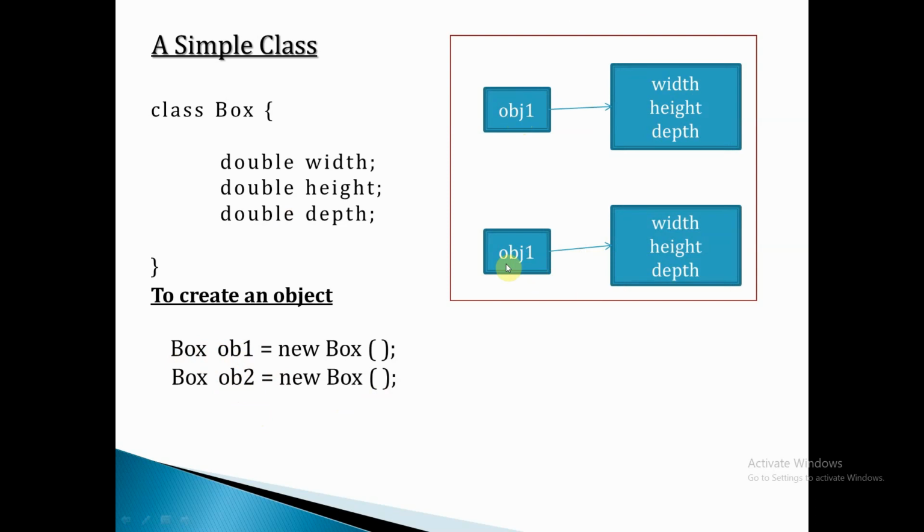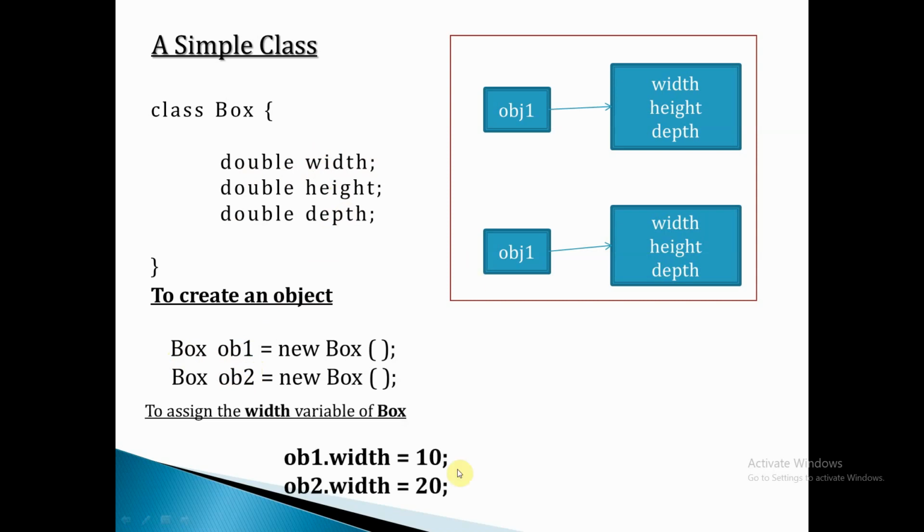Okay. So here whenever I create an object, it will have the copy of the data present inside the class. So what will be present in OB1? What are the data present in the class box? We have width, height and depth. So every object we create, every object has a copy of this data.